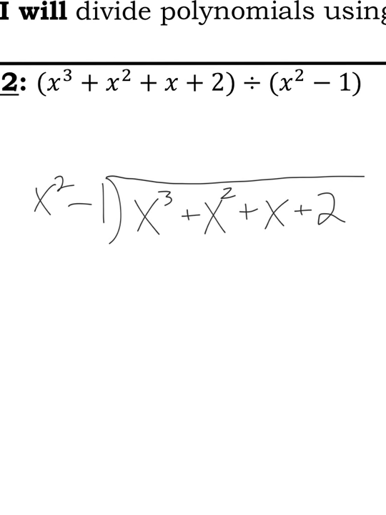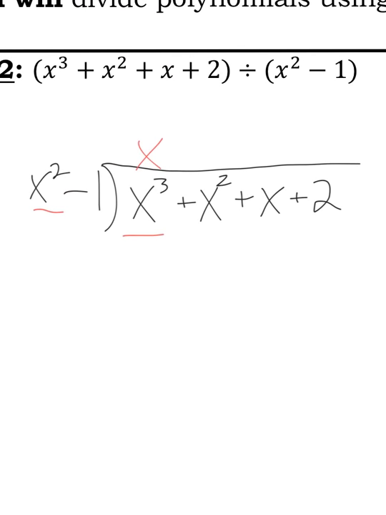Okay, so as I said before, the key is focusing on the outside term. So x to the third divided by x squared is just x. Or you can think of it in reverse. x squared times x is x to the third. So I need to multiply the x squared minus 1 times x. So I'll just do that over here. So x times x squared minus 1. That'll give me x to the third minus x. Okay, so that's what I'm going to write right here. So minus x to the third minus x.